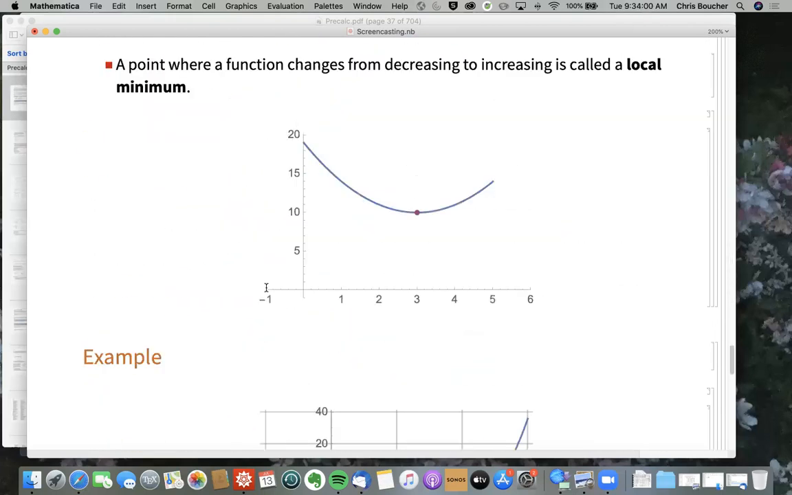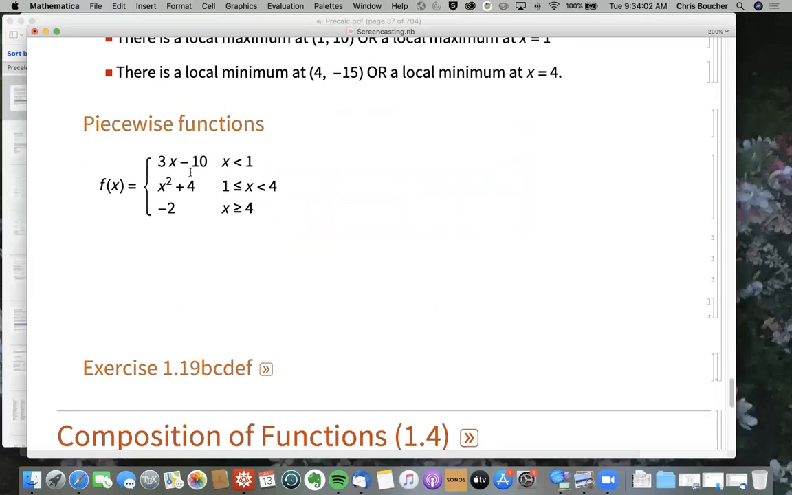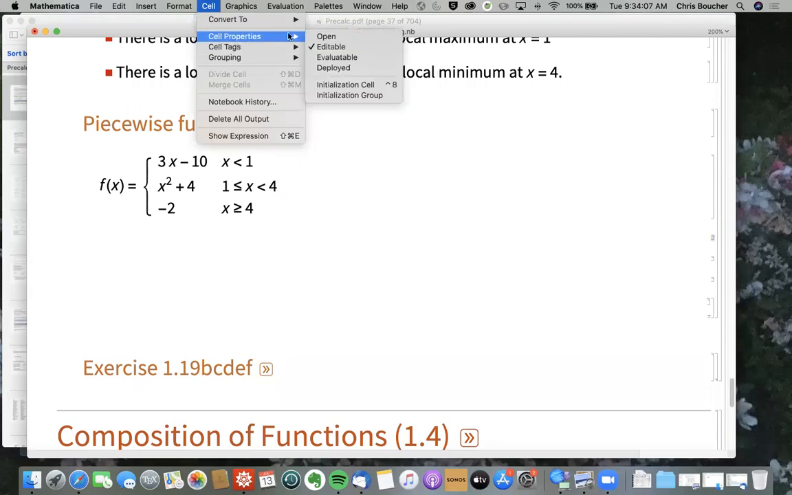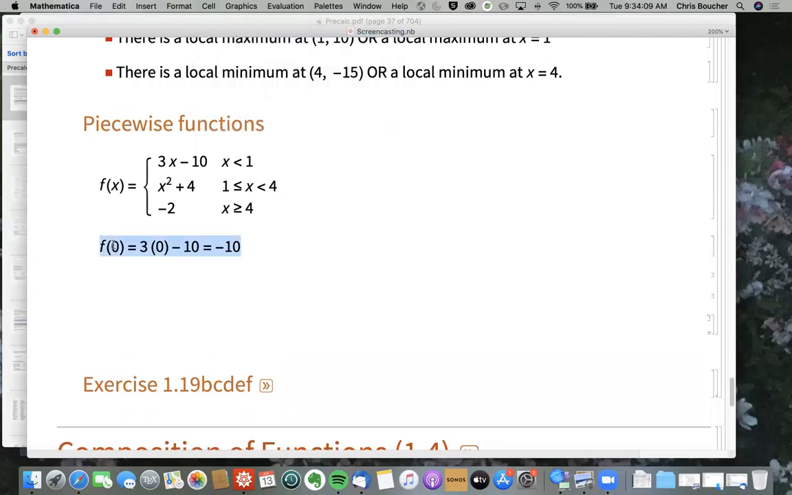Here, when we try to compute a function value, first we're going to have to decide which rule to use. So for example, if we want to compute f of 0, the first thing I have to do is decide which formula I should use: 3x minus 10, x squared plus 4, or just the constant -2? And of course, what we do is based on the input 0. 0 falls into this first category. It's less than 1. So I'm going to use this first rule, 3x minus 10, and that's what I plug into to evaluate f of 0.